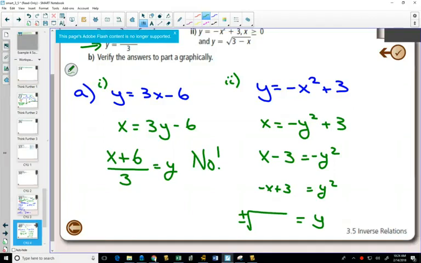When I square root negative x plus 3, do you see that negative x plus 3 is the same as 3 minus x? And I'm only writing it that way because I want to think about this matching up here.